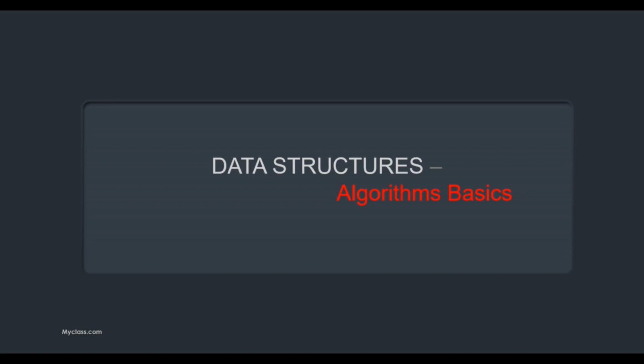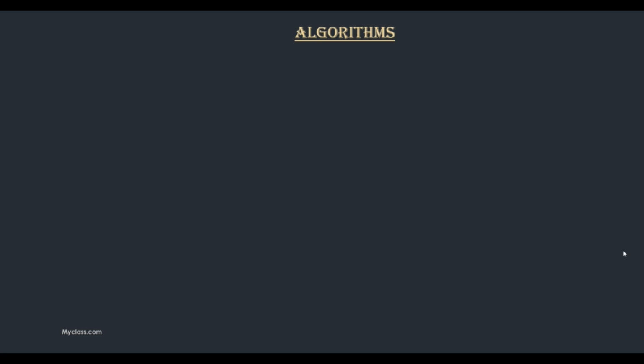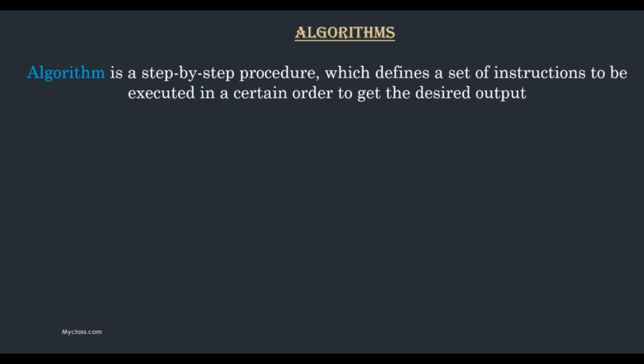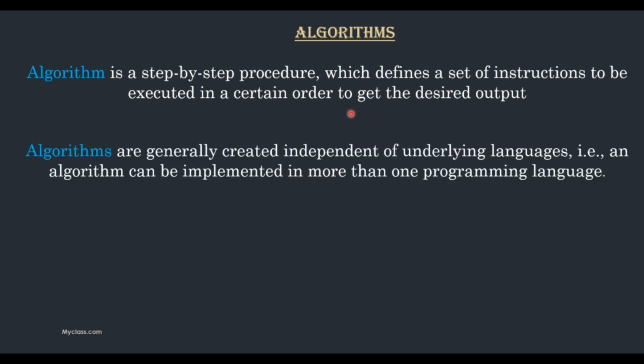Algorithm basics and data structures. What is an algorithm? An algorithm is a step-by-step procedure which defines a set of instructions to be executed in a certain order to get the desired output. Algorithms are generally created independent of underlying language. An algorithm can be implemented in more than one programming language.